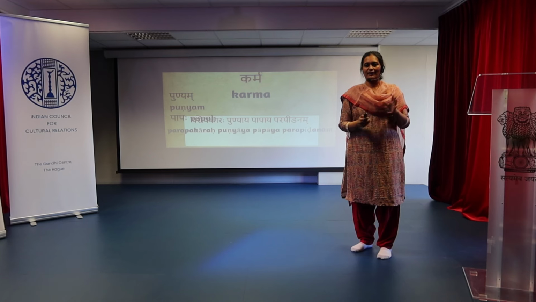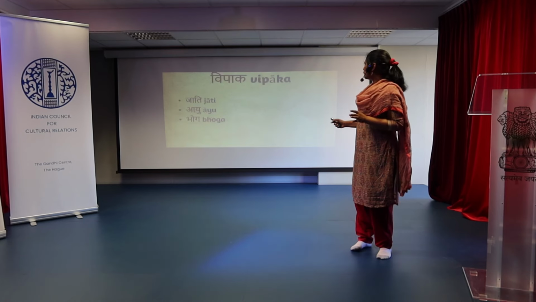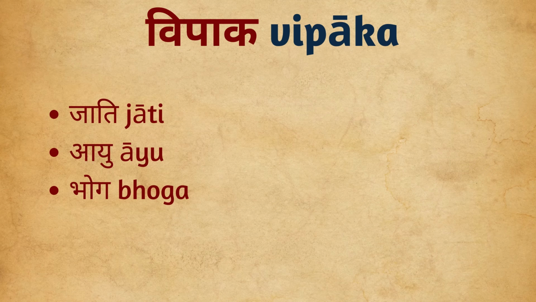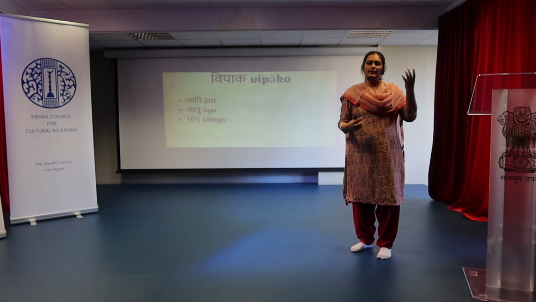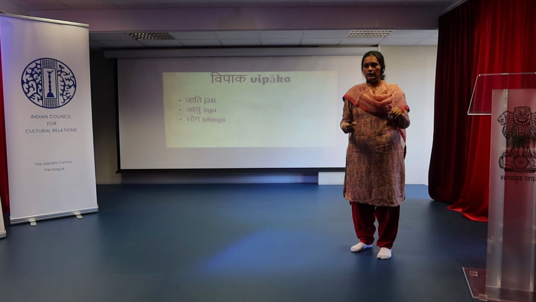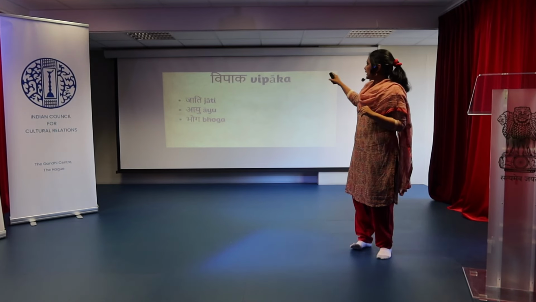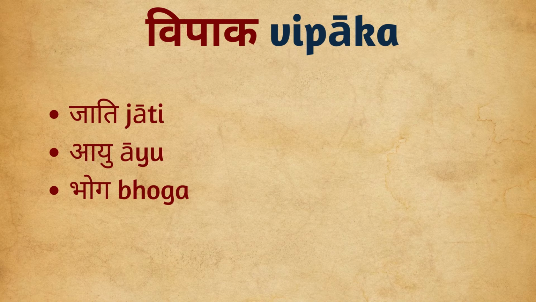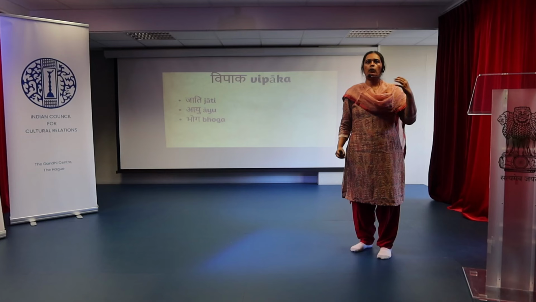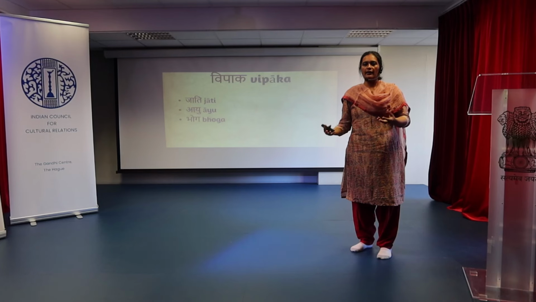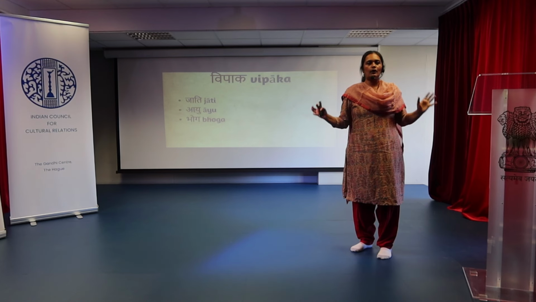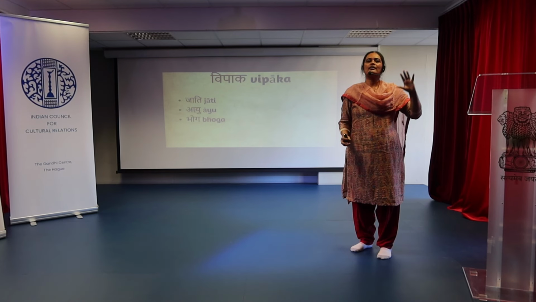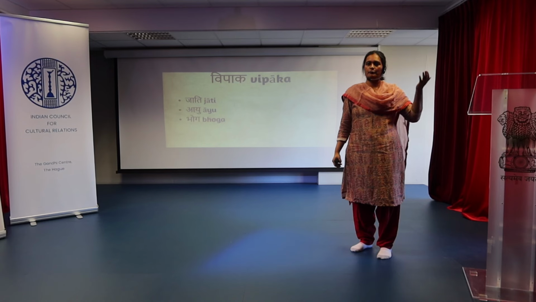It is there in our account. And then what happens? The vipaka. That is, this karma comes into fruition. We start experiencing the result of the karma. It expresses itself mainly in these three aspects: Jati, Ayu and Bhoga. Jati refers to what you are born as, an animal, a plant, or a human being. All that is based on the papa or the punya that was done before.